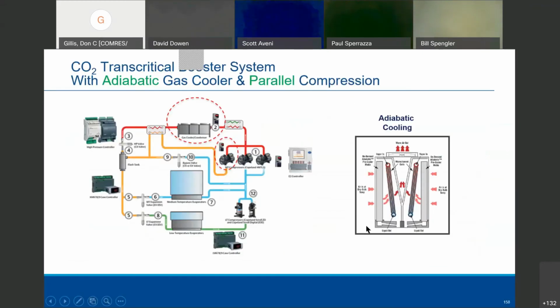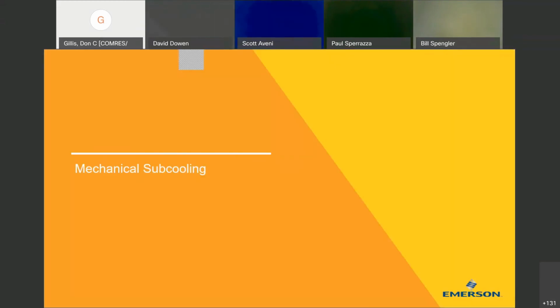A lot of times when they're using adiabatic, they'll also use the parallel compression in conjunction with it. Not always, but sometimes they will use that. So we're still using a smaller compressor here, which is using less energy on gas that we typically would be blowing by anyways, loading up, nothing more than loading it up and not utilizing it for efficiency. We're going to talk about mechanical subcooling now.